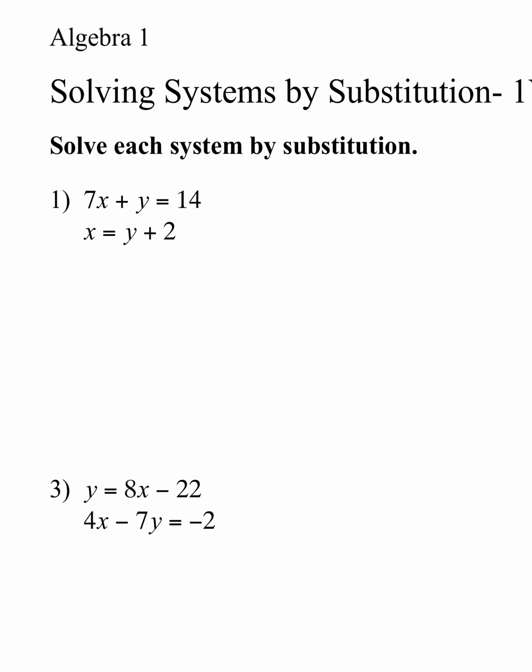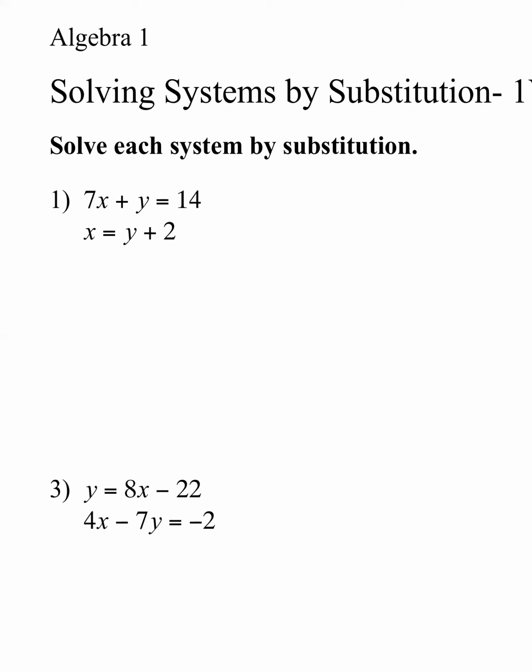Okay, so the very first step is what math teachers like to say, isolate the variable. What that means is you want to get one of your variables alone in one of your equations. It doesn't matter which equation, which variable, or even what side of the equation you're looking at. So if I take a look at the very first one, 7x plus y equals 14, but then the second one has x all by itself. x equals y plus 2. So great, that already has step one done.